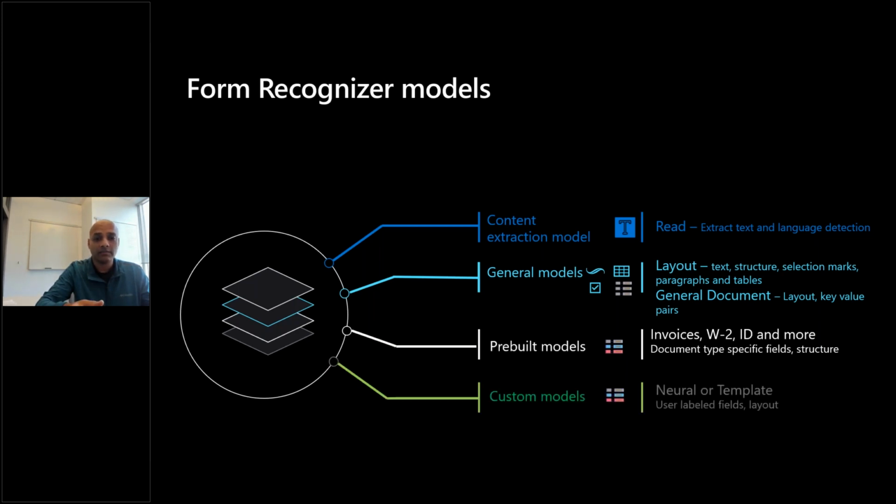Finally, you have custom models, right? So if none of these things actually work for you, you might have a really custom document type where you want a specific set of fields extracted that the general document model does not extract. You can go train your own model.